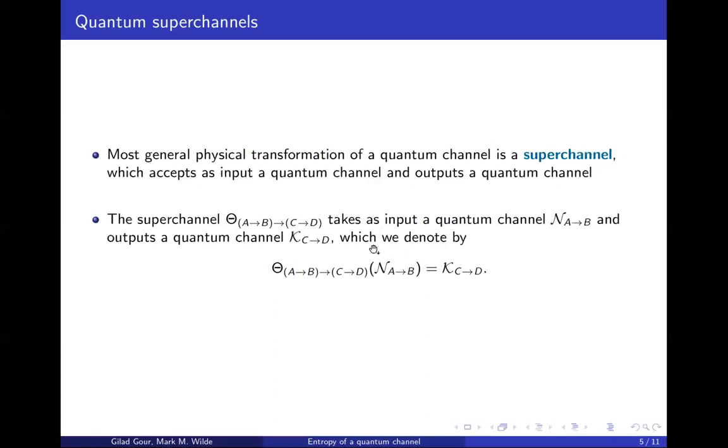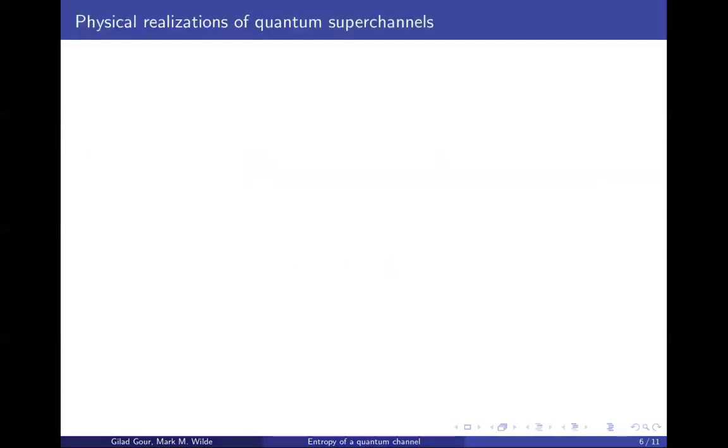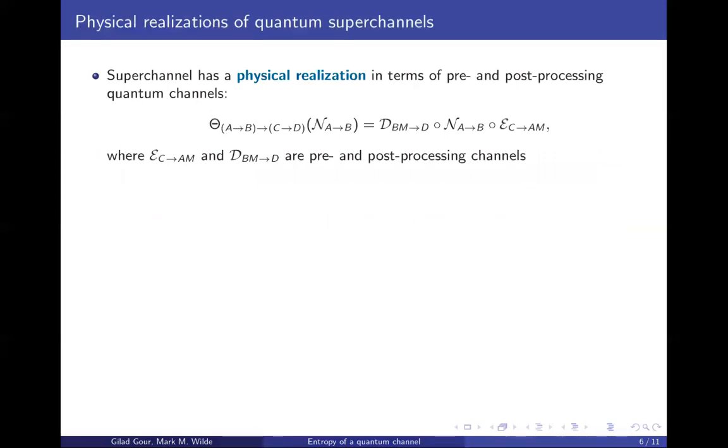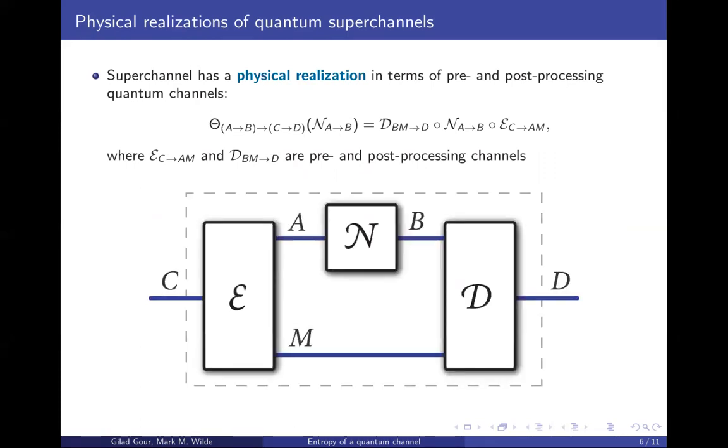Okay, so writing things down, we need a few symbols. The superchannel takes as input a quantum channel going from Alice to Bob and outputs a channel that I'll call K, going from Charlie to Dan or some other people. You can specify axioms that are desirable for a superchannel. And once you do so, you realize that every superchannel can be realized in terms of pre- and post-processing channels.